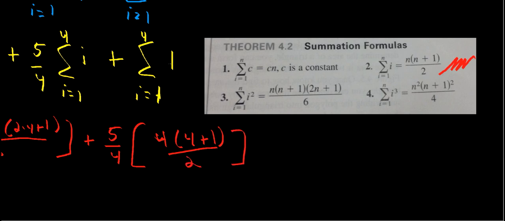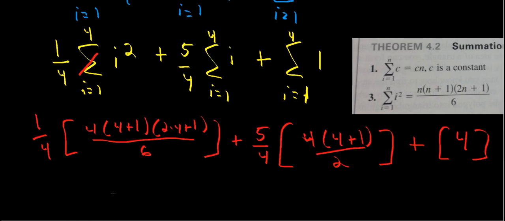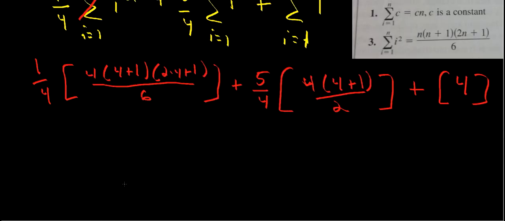And our last one is 1. Well, what's 1? 1's a C, a constant. So now we just have what our C is evaluated. Well, when we have a C, it's just a constant, no i values, no variables, anything like that. We just multiply it by n. So 1 times 4 is 4. And we can start adding all this up.